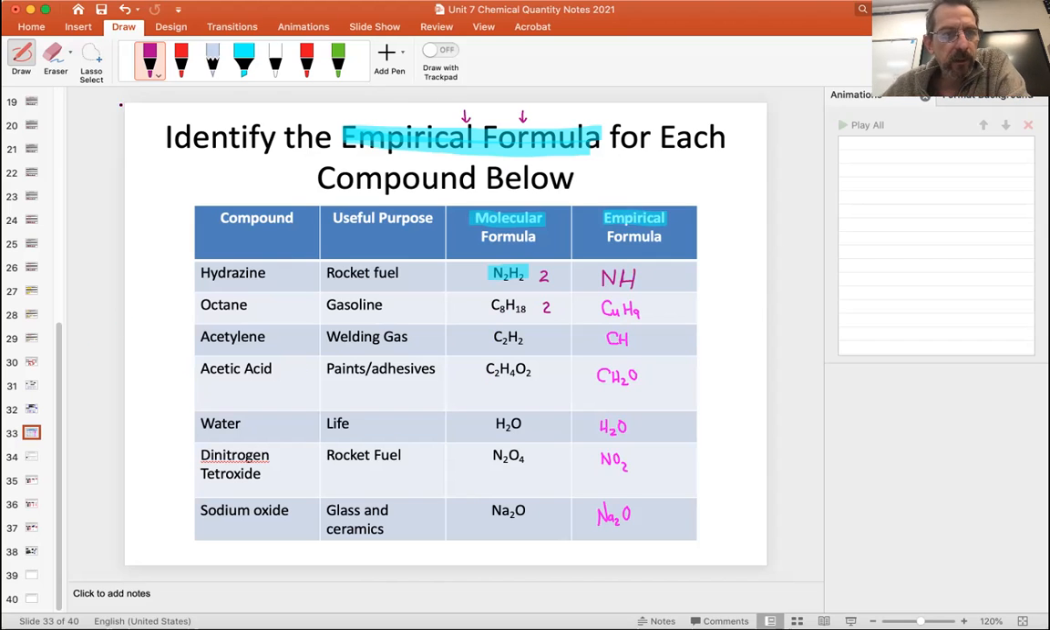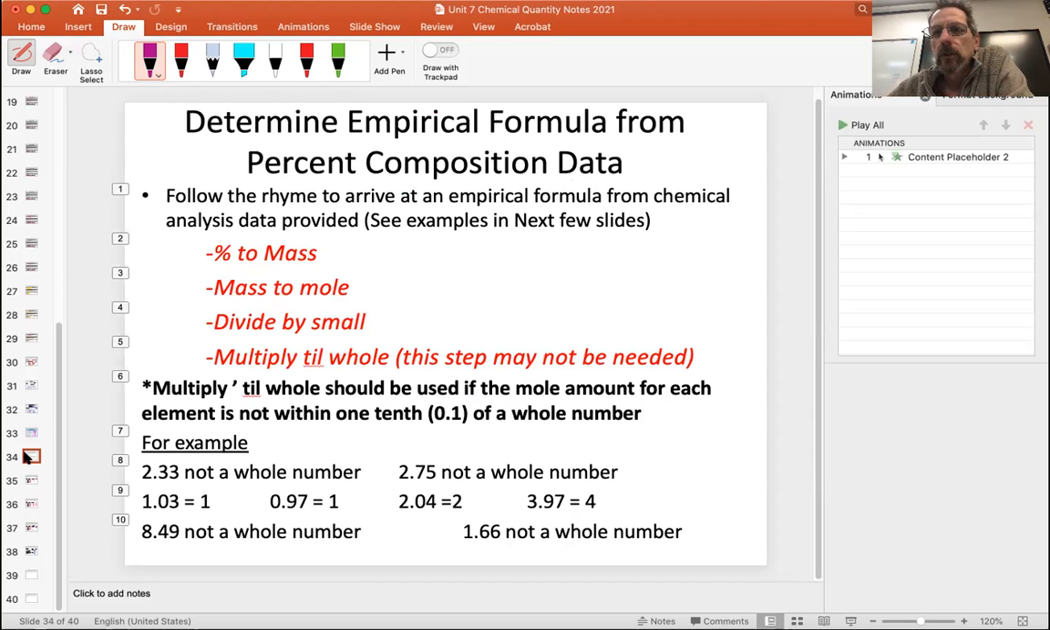Now, the proper data would be what we call percent composition data. If we have the percent composition data, there's a strategy for doing it that makes it a little bit easier to remember. I didn't actually make it up, I stole this. You always steal good information from other instructors. So there's a little rhyme here. It sounds like this: percent to mass, mass to mole, divide by small, multiply till whole. And we need to keep in mind that the last step might not necessarily be needed.